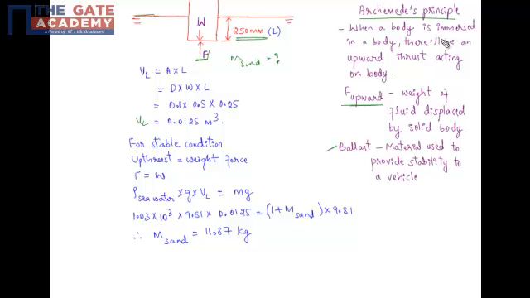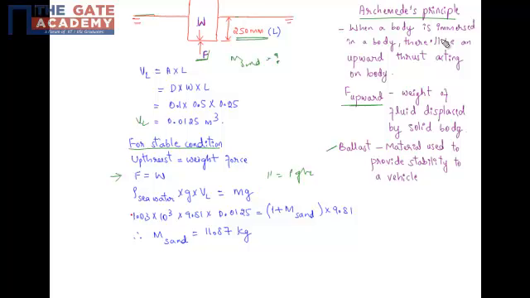Now for a stable condition, the upward thrust should balance the weight of the can and the sand. So the upthrust should be equal to the weight force, which is F is equal to W, and the buoyant force formula is rho g V. So we'll use that, where rho is the density of the sea water because the can is immersed in the sea water. So rho of sea water into g into volume displaced is equal to mg, the total weight of the can and the sand.